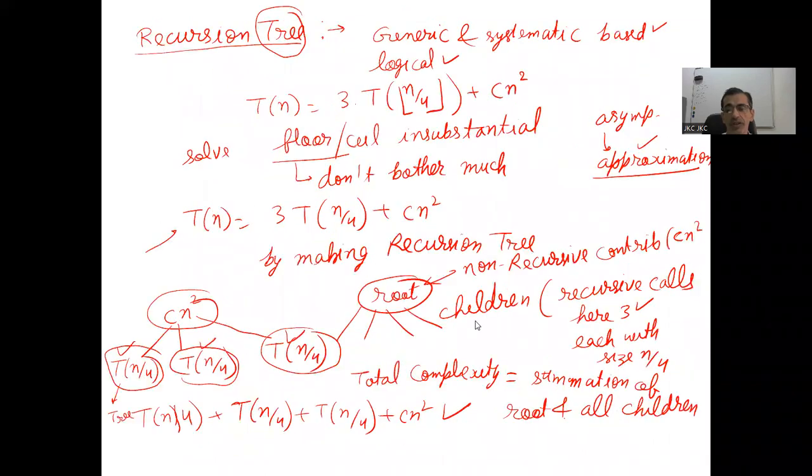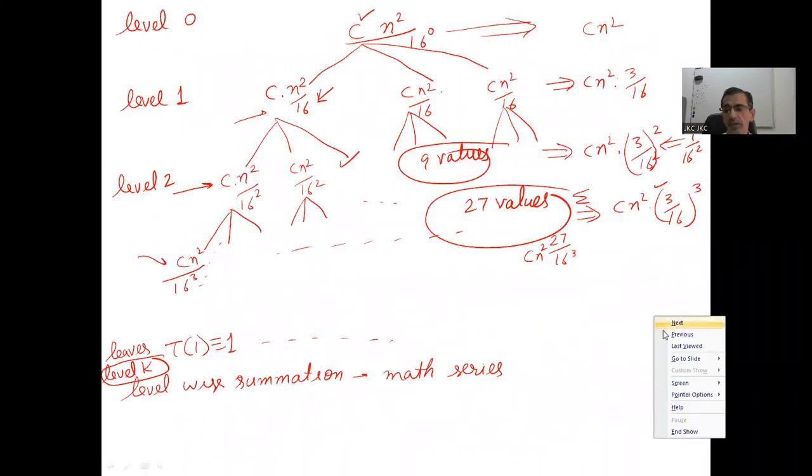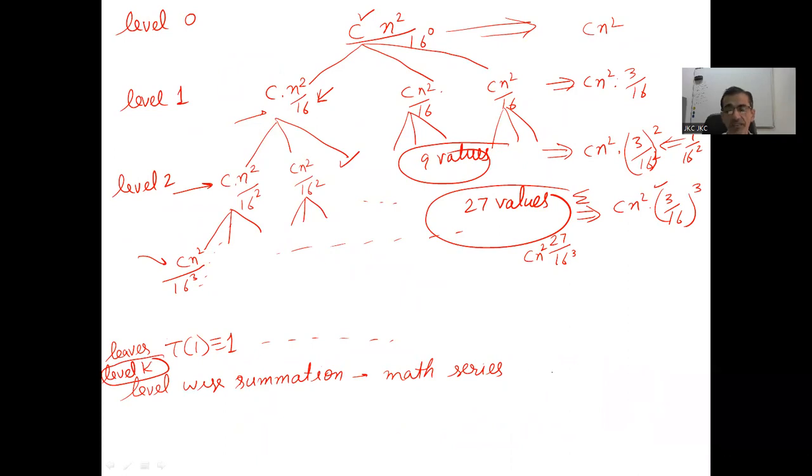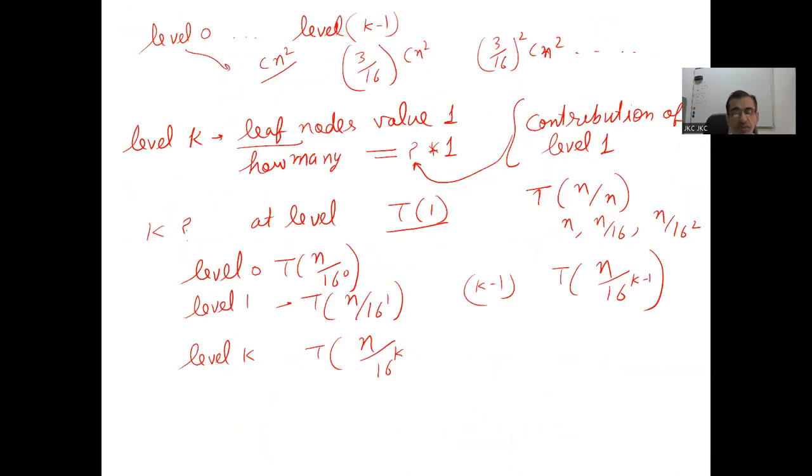So, sorry, due to some network issues, the connection got temporarily stopped, so I'm restarting. So we were saying that now we have these level-wise summation series to be done. Effectively, level-wise, I have to see, and total levels 0 to k minus 1 we have already seen, and level k is to be considered as leaf. So k I have to find out.